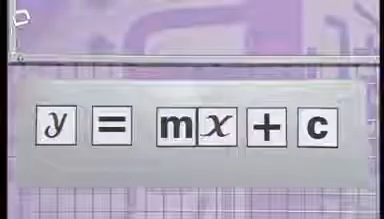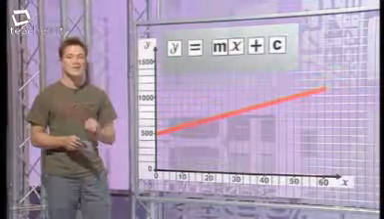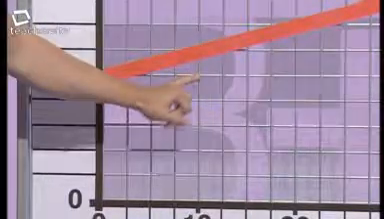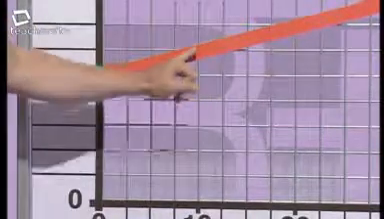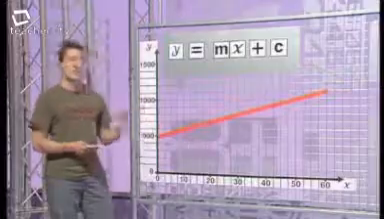y and x are the coordinates of the points. Their values change along the line, but the values of m and c are fixed. m is the slope, or gradient of the line. It's the number that x is multiplied by. On this graph, for every 10 units in the x direction, the graph goes up 100 units in the y direction. Or, for every 1 unit in the x direction, the graph goes up 10 units in the y direction. For this line, the value of m is 10.